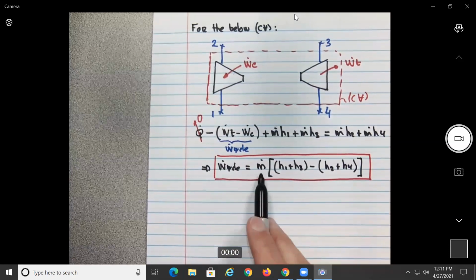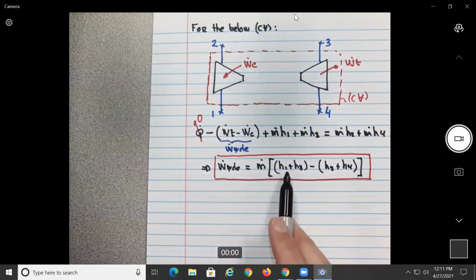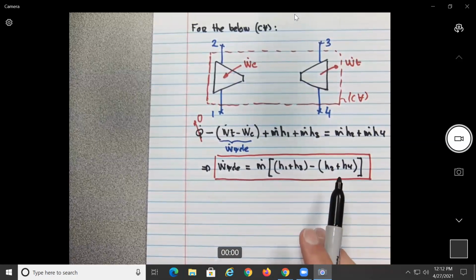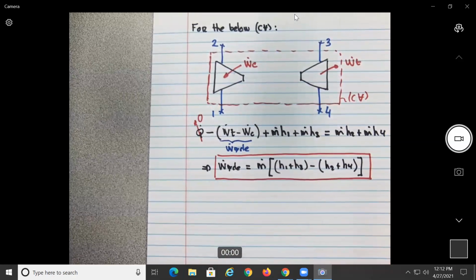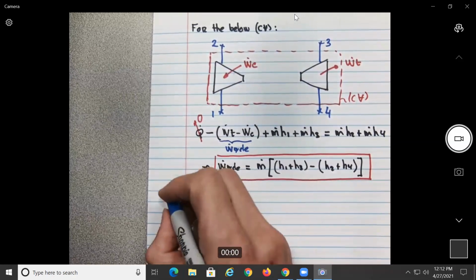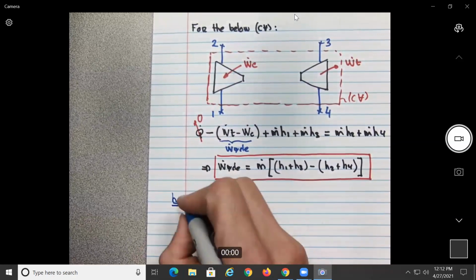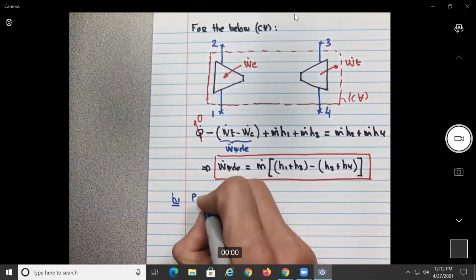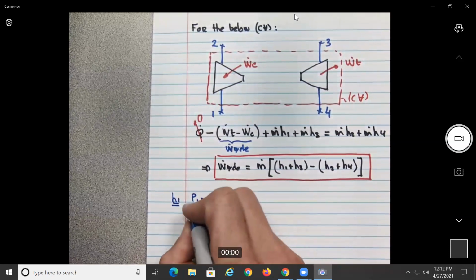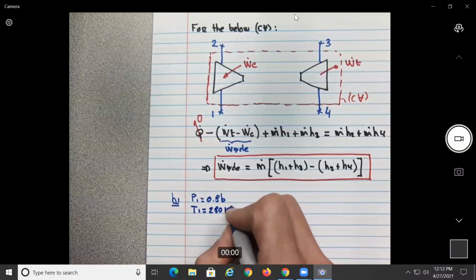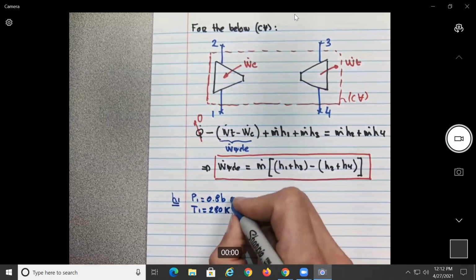So we know what is the mass flow. So we need to find H1, H2, H3, H4. Okay. So H1 is easy to find because what do we know at 1? We know P1 is equal to 0.8 bars and T1 is equal to 200 Kelvin.